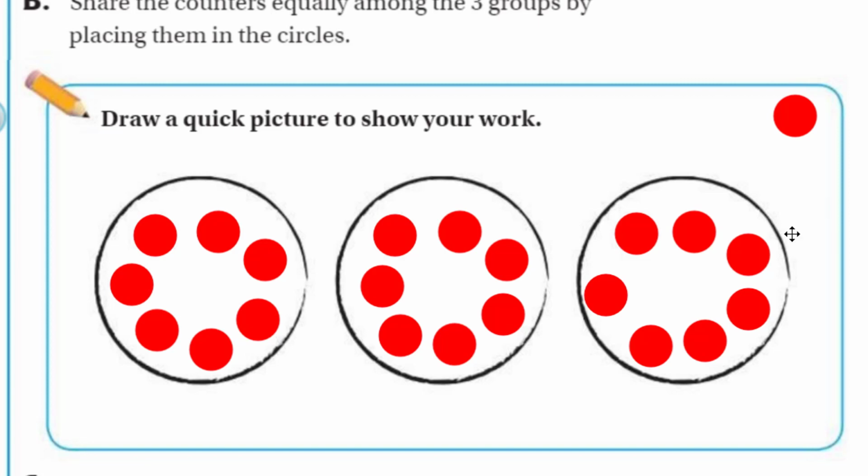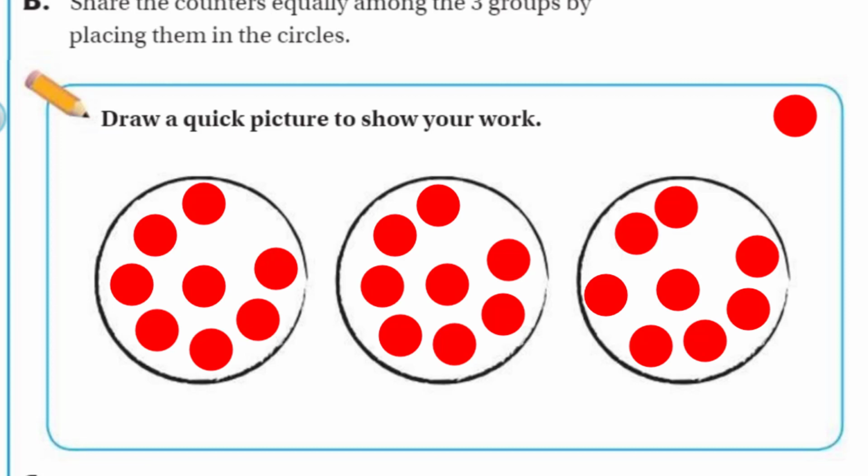Wow, now it looks like I have 21, 22, 23, 24. I have to make some room here. That's 24. Okay, 3 more. That's going to make 25, 26, 27. Oh, but look at my last one.